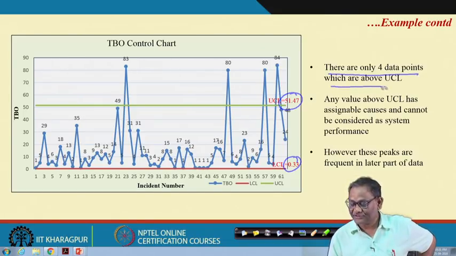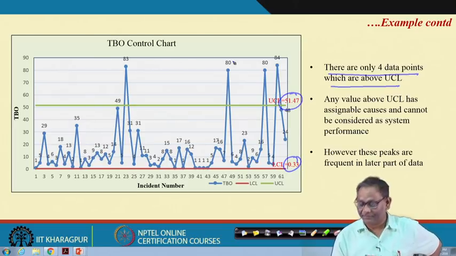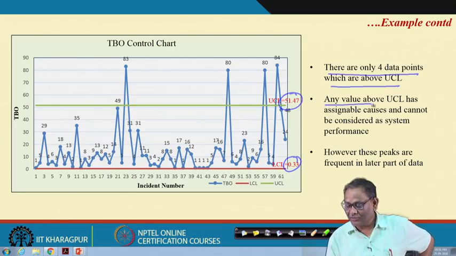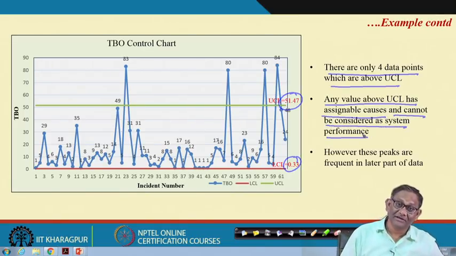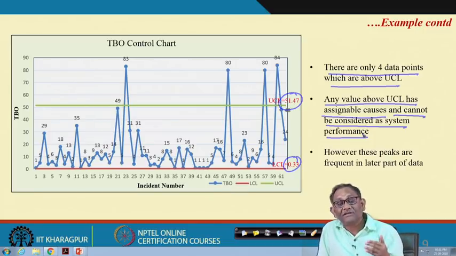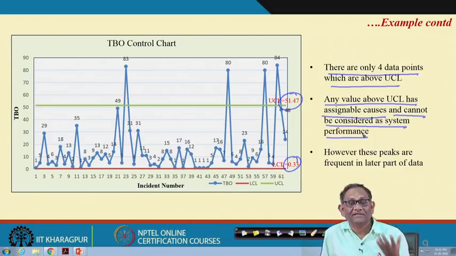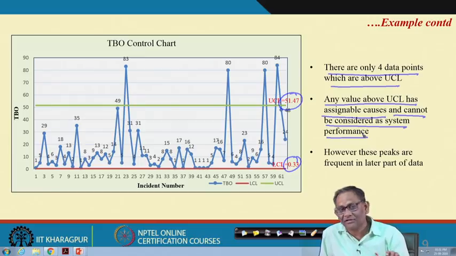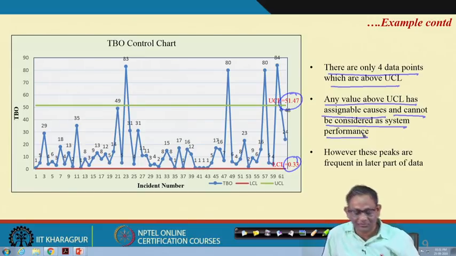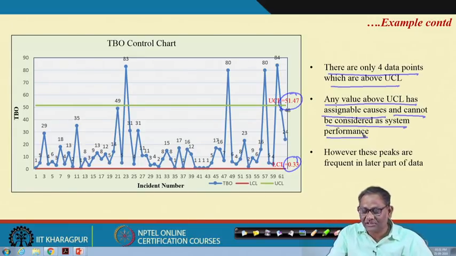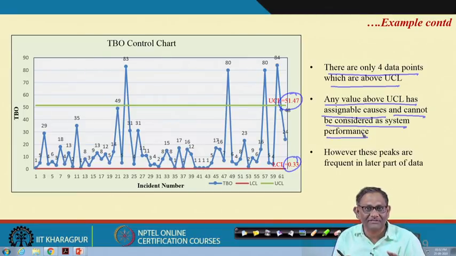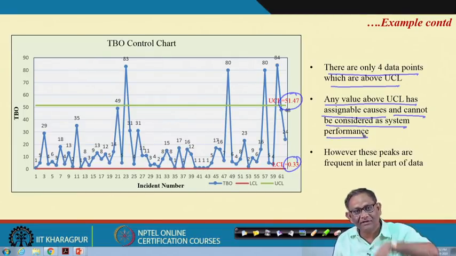4 data points which are above UCL, the upper control limit. Any value above UCL has assignable causes and cannot be considered as system performance. Please understand, this has happened because of some assignable reasons, so it is not the system performance. What is the system performance? Anything in between UCL and LCL, that is system performance. Beyond UCL or below LCL is not system performance. There are certain causes you have to identify.